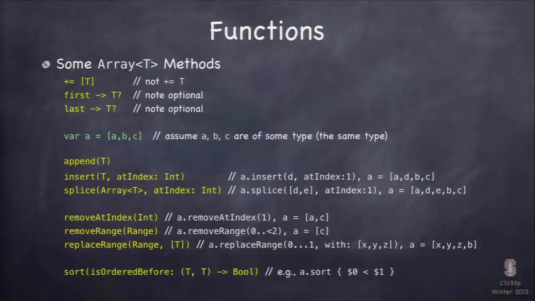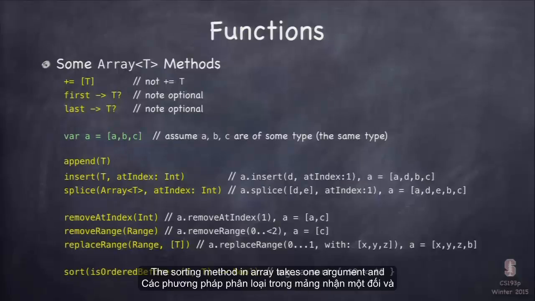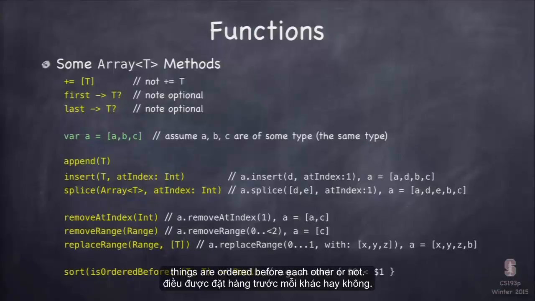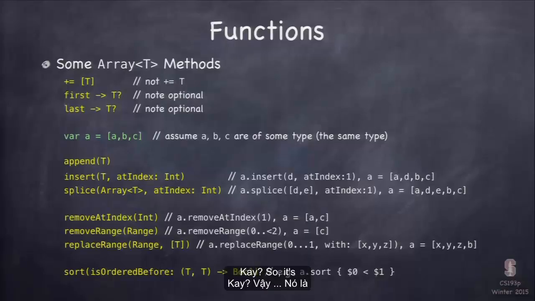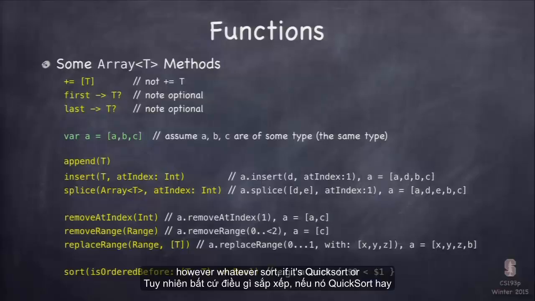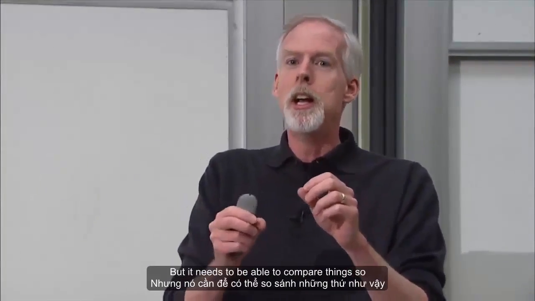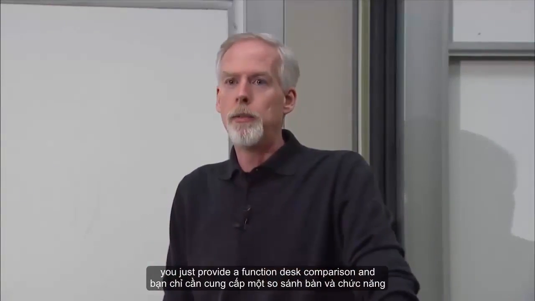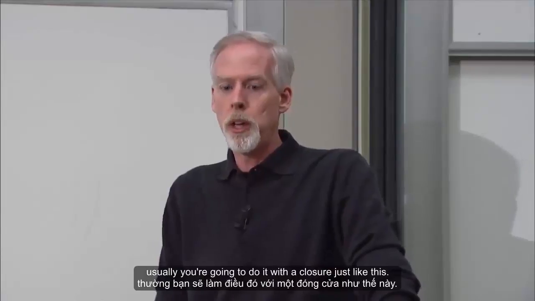There's also sorting. You can sort an array. This sorting method in Array takes 1 argument, and that's just a function to determine whether 2 things are ordered before each other or not. Okay, so it's going through the array and putting everything in order. It picks out whatever sort it's using, quick sort, or I don't know what sort it's using in there, but it needs to be able to compare things. So you just provide a function that does comparison, and usually you're going to do it with a closure just like this.